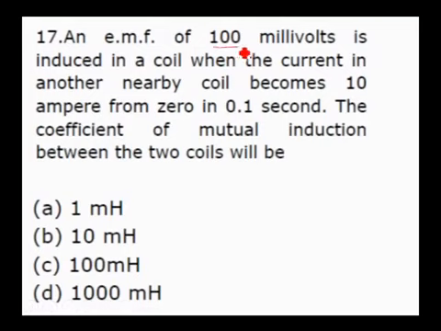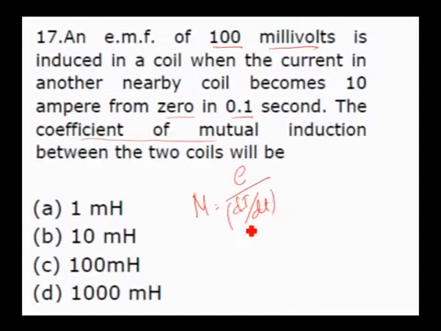An EMF of 100 millivolt is induced in a coil when the current in another nearby coil changes from 0 to 10 ampere in 0.1 second. Find the coefficient of mutual induction. We have an expression for the mutual induction coefficient: M is equal to induced voltage divided by di by dt. What is the voltage induced here? It is 100 into 10 power minus 3, divided by the rate of change of current. The current is changing by 10 in a span of 0.1 second.